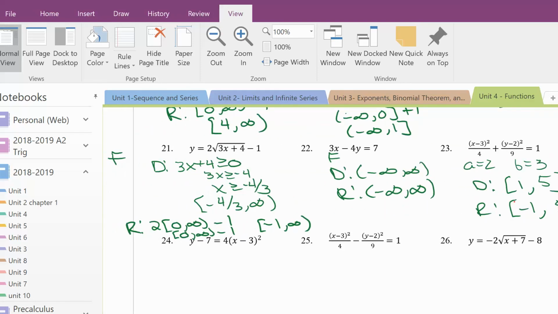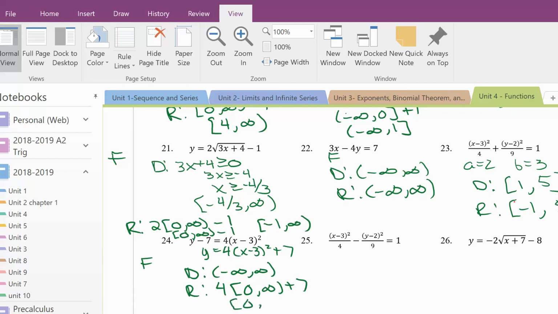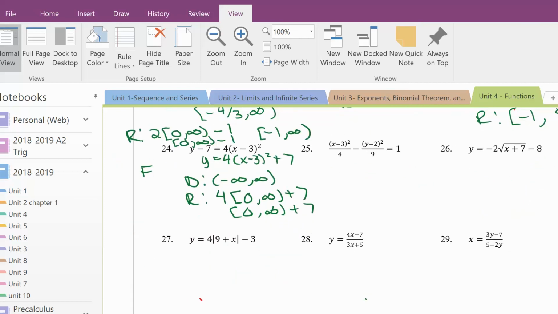All right, this is a parabola, so if you add 7, it's a function. And so the domain, remember, is all real numbers. The range, you're going to have 4 times 0 to infinity plus 7. So it's going to be 0 to infinity plus 7. So it's going to be 7 to infinity.